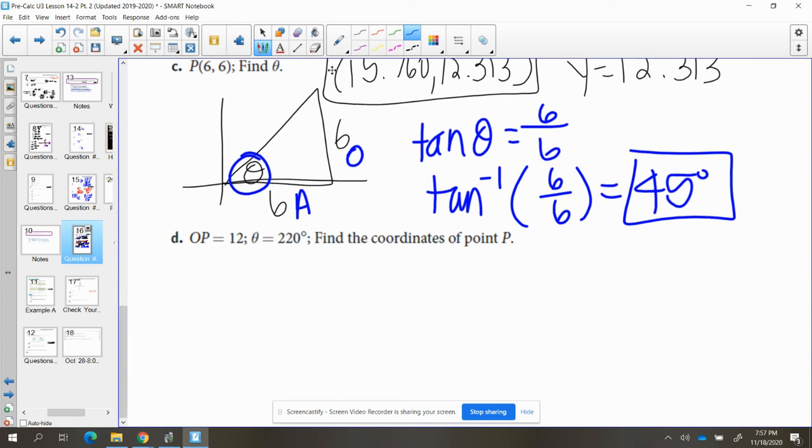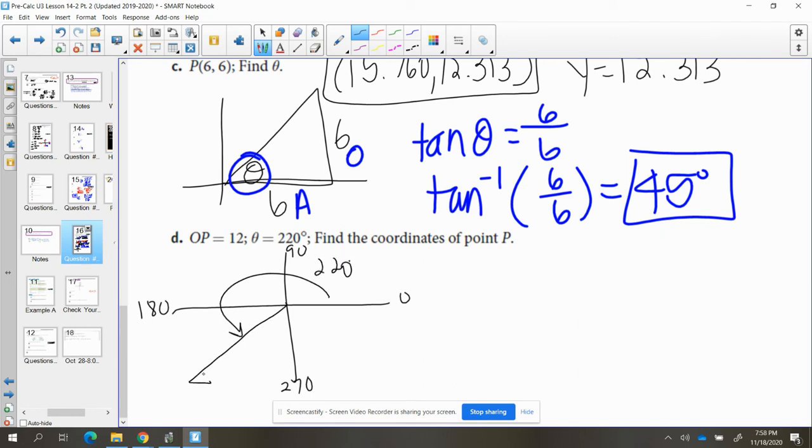And then last but not least, they're finally giving us one beyond quadrant 1. We're at 220 degrees. Now 220, a reminder, is all the way over here in quadrant 3. So here's 220. Now reminder, when we draw this in, our reference triangles are always in reference to our x-axis. So when we draw this back, yes, this is a 220-degree angle all the way out here, but really our theta measure is not 220. It's too big for our triangle. It's that difference between 220 back to 180. So really this is a 40-degree angle, okay? Now this time OP, they're telling us, is 12.